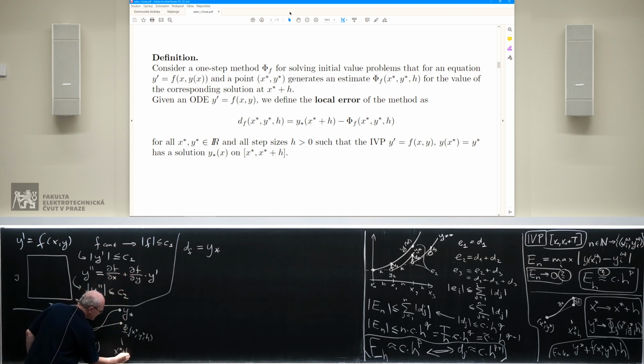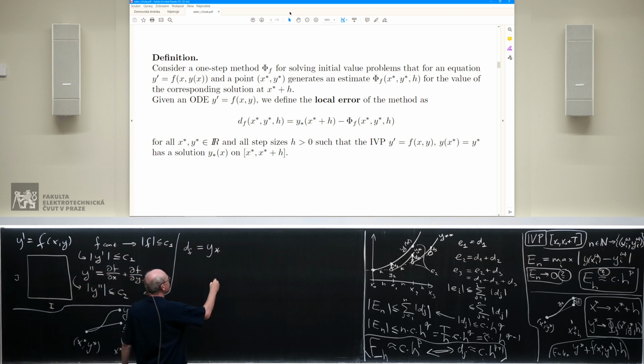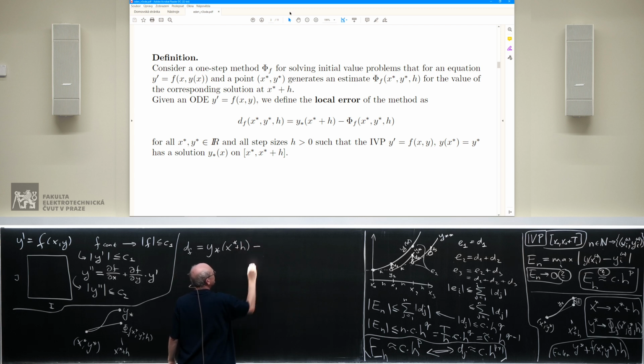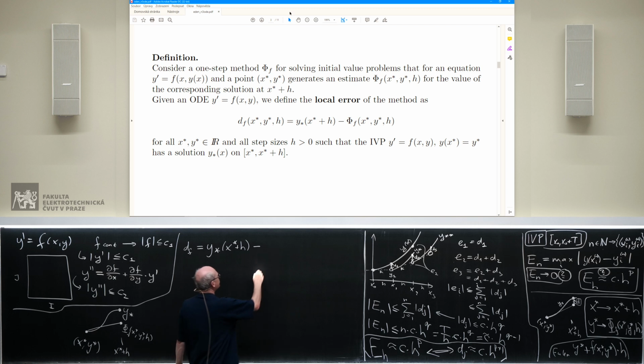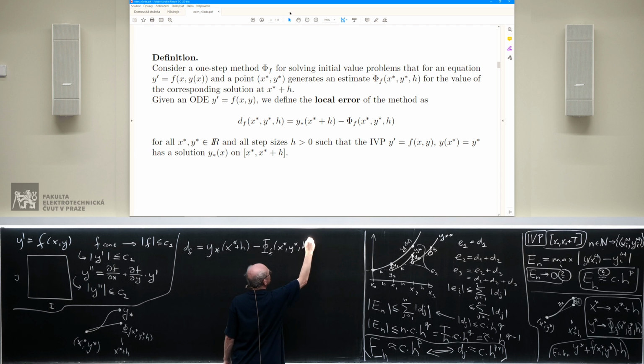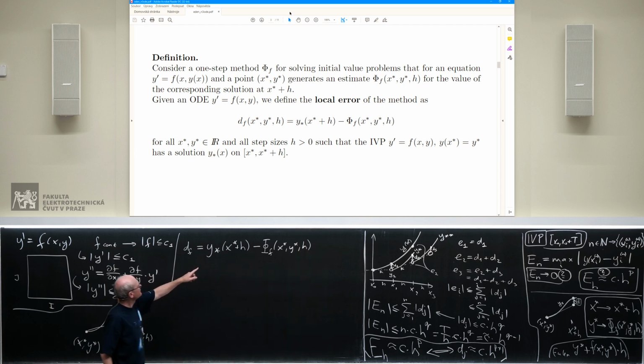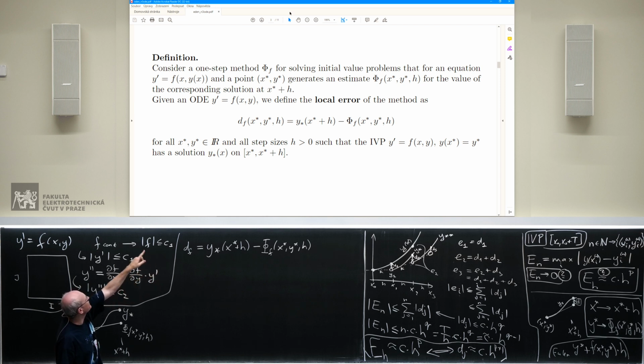X star plus h. Didn't we have this picture? Oh yeah, over there. Never mind. It never hurts to think about things twice. And I should subtract the approximate value, which is this baby. Okay, here we go. Capital phi f x star y star h. So that's by definition the local error. I sort of deduced it from the picture, and now I check that I didn't do anything wrong. Yes, that's exactly like in the definition. Okay.